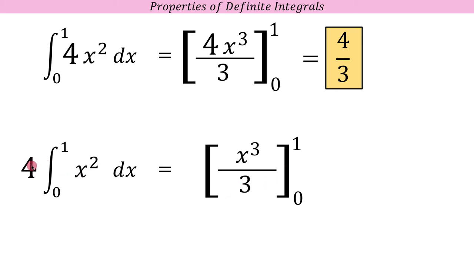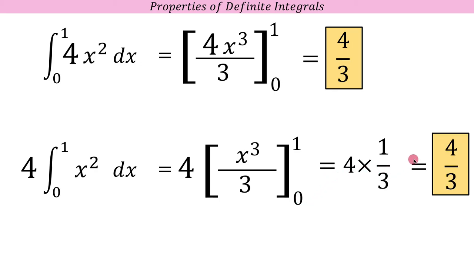And now I'm just going to bring my 4 across. So I'm going 4 times whatever this is going to be. Well, if I sub 1 into this, I'm just going to get 1/3, and this 0 is just going to go away. So what I'm going to be left with after all of that is 4 times 1/3, which is 4 over 3, which is the same as what we got up there.